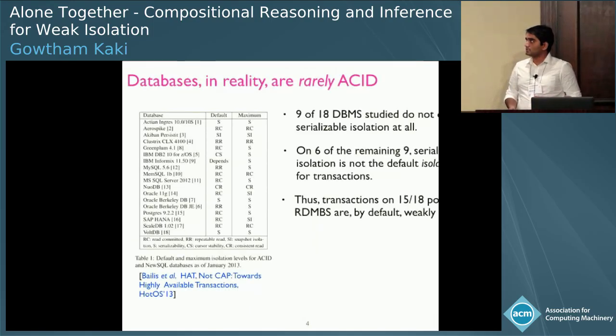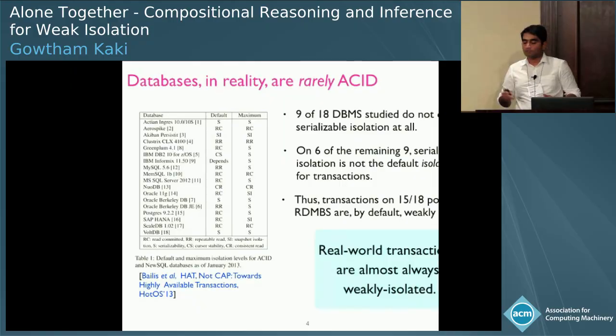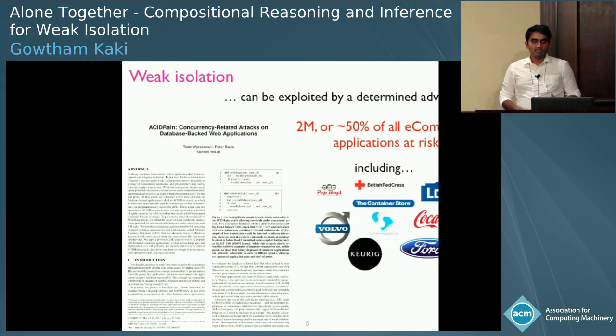Now, this is not an isolated example. It so happens that databases in reality are rarely ACID. A 2013 study looked at 18 popular relational databases and found that 9 of these 18 do not offer serializability at all. Of the remaining 9, 6 offer it as an option, and only 3 databases have serializability as the default option. Taken together, this means that real-world transactions are almost always weakly isolated, and strong isolation is more or less assured. And this can lead to unexpected behaviors, as we have seen in the case of TPCC.